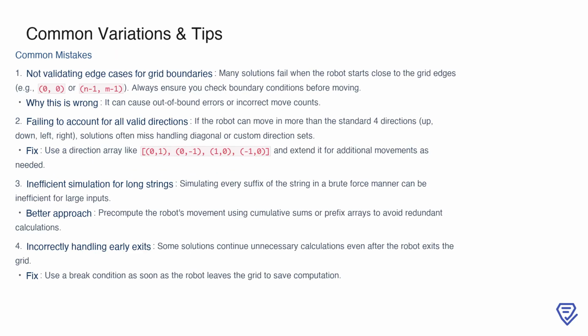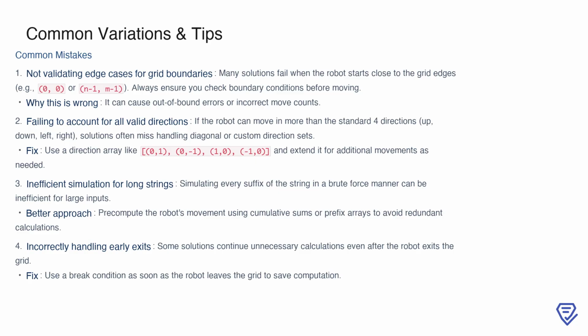One of the most common mistakes in this problem is failing to validate edge cases for grid boundaries. This often happens when the robot starts near the edges, such as at position 0, 0, or the bottom right corner at n-1, m-1. If you don't handle these cases properly, the robot could attempt to move out of bounds, leading to errors or incorrect results.